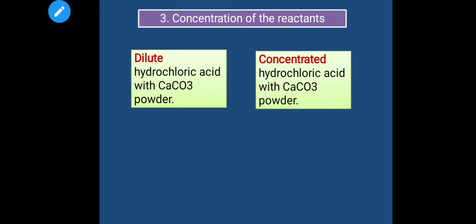Whereas concentrated acid reacts faster than dilute acid. So this means the rate of the reaction is proportional to the concentration of the reactant. This means if the concentration is high, the rate of the reaction is high. If the concentration is low, that is dilute solution, then the rate of the reaction is also slow. Means concentration of the reactant influences the rate of the reaction.